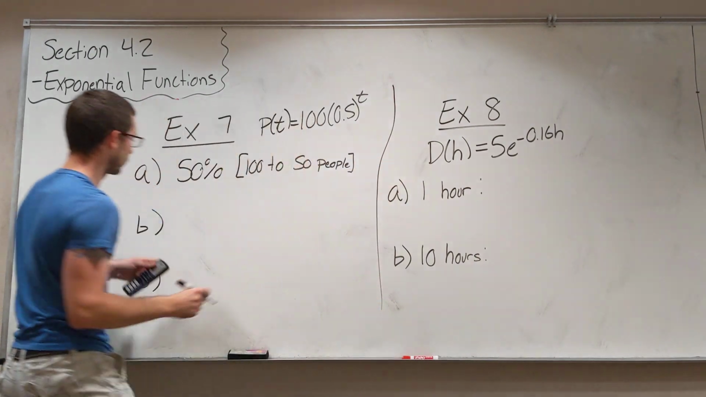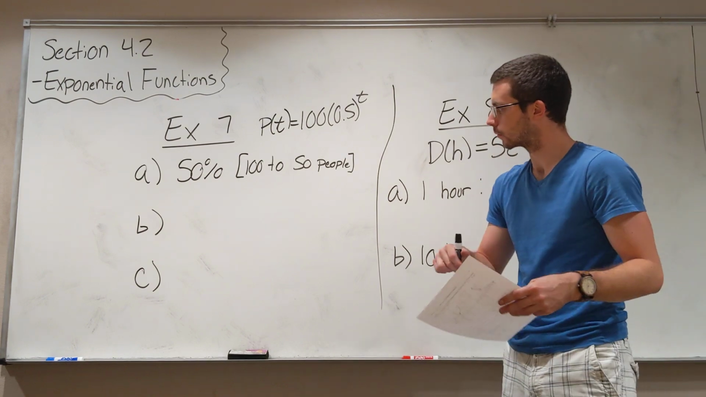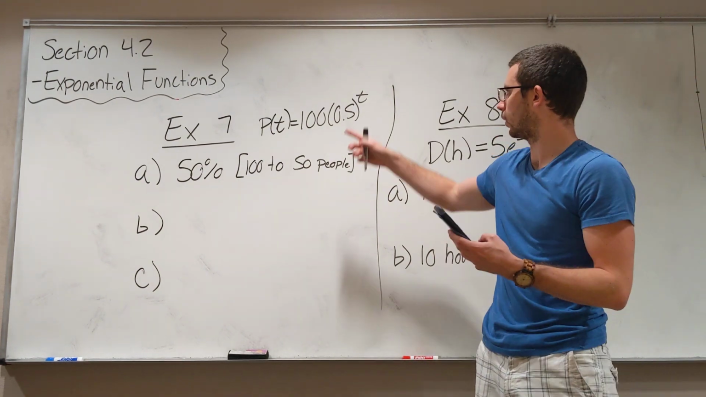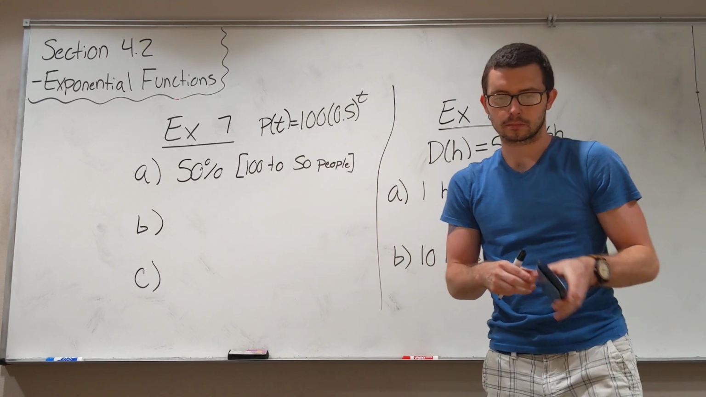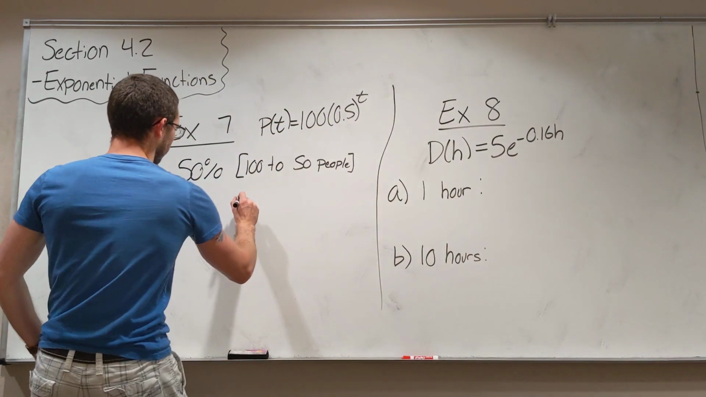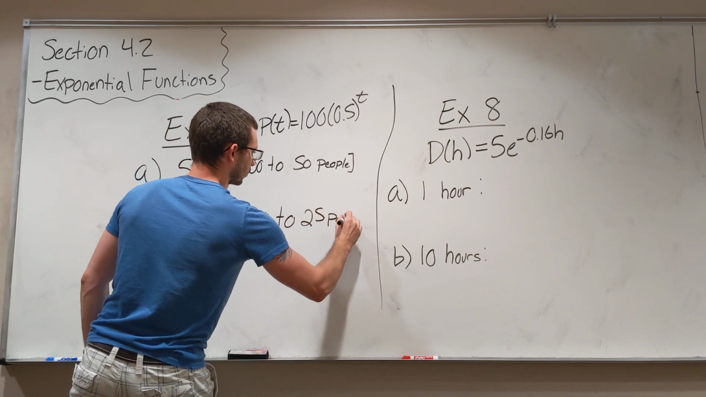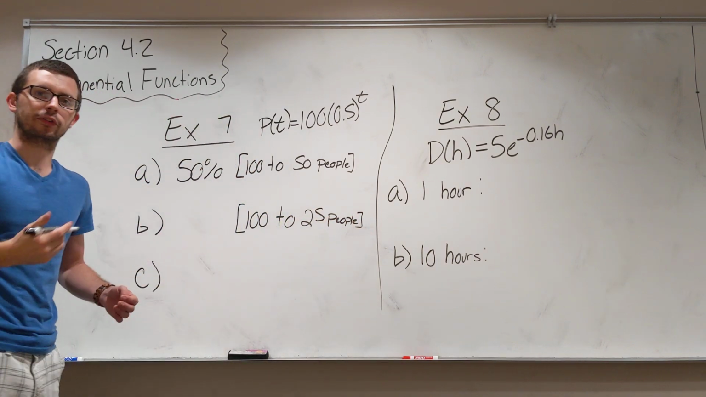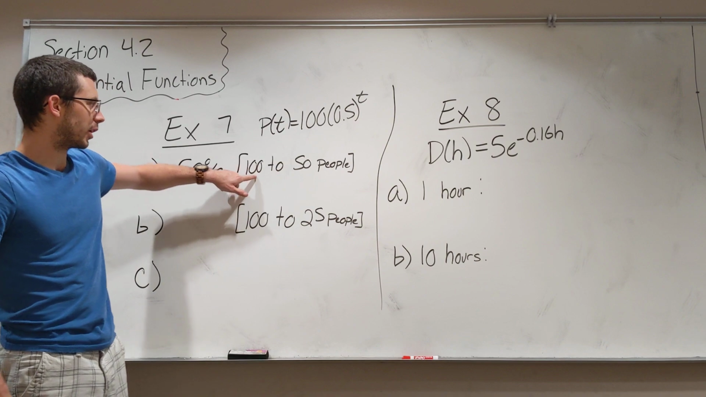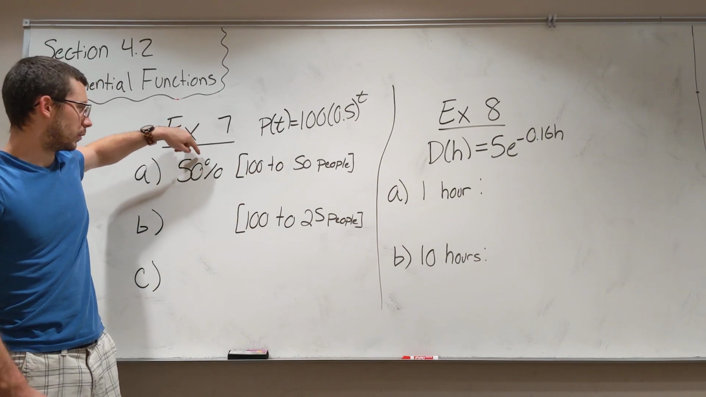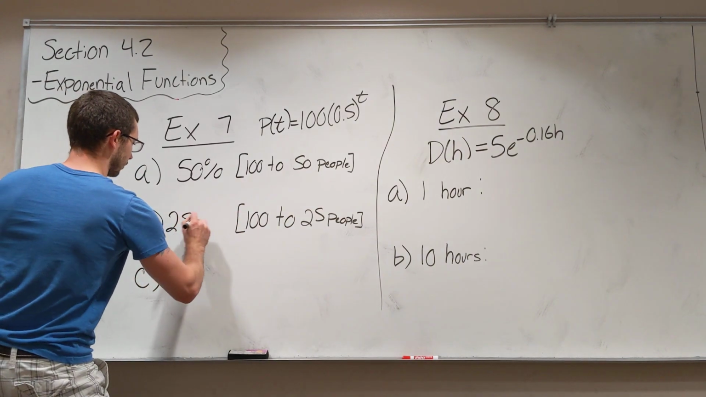Part B, well, it says the same thing, but it says replace t with 2 for 2 years. So we'll go ahead and plug in 2 for t, and what you should get is 25. So we go from 100 people to 25 people. And what percent of our survival is that? So another way you can look at it, it would be 50 divided by 100 to, well, give you 50%, 25 divided by 100, that would give you 25%.